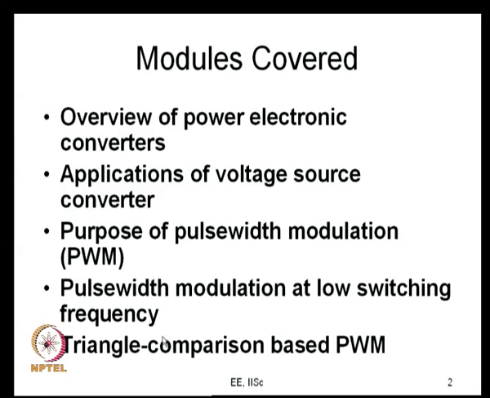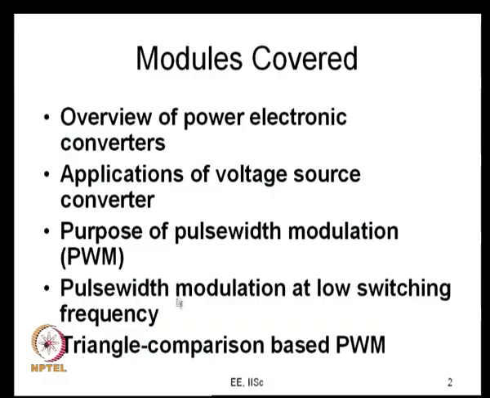as one possibility, or you can make sure that the fifth and seventh harmonics both are low, that is another possibility, or you can try and make sure that the pulsating torque, let us say the sixth harmonic pulsating torque, is low. So, you can evaluate the different options that are available and you can go in for this low switching frequency. That was the reason why we went through the step of pulse width modulation at low switching frequency, and from this point we are going to what is currently more relevant, which is the triangle comparison based PWM.